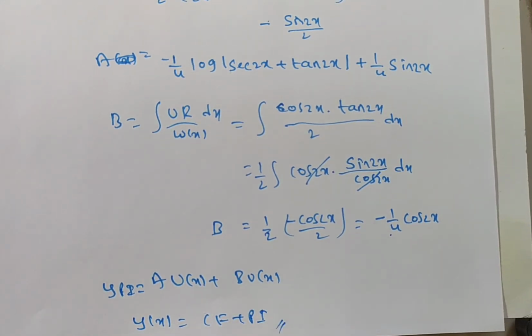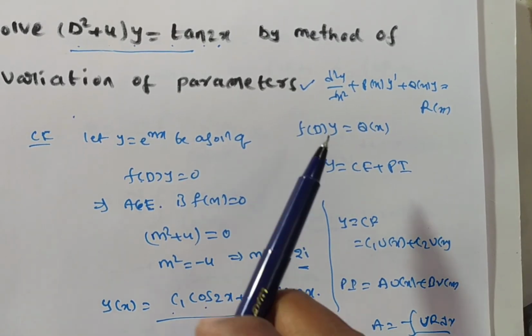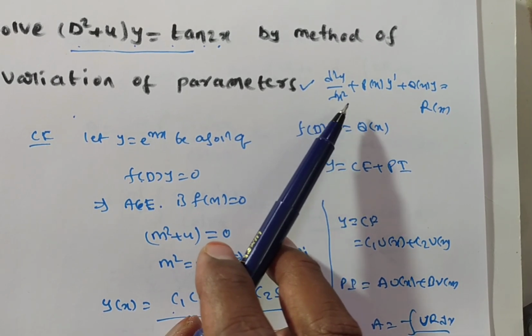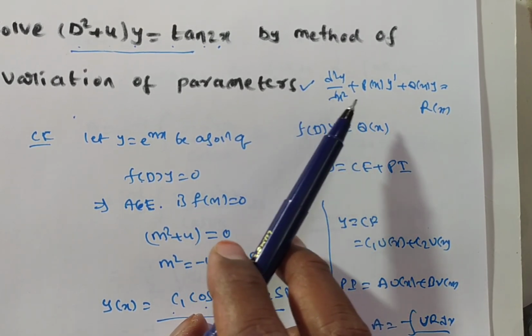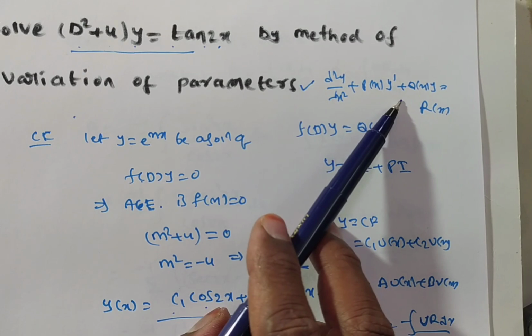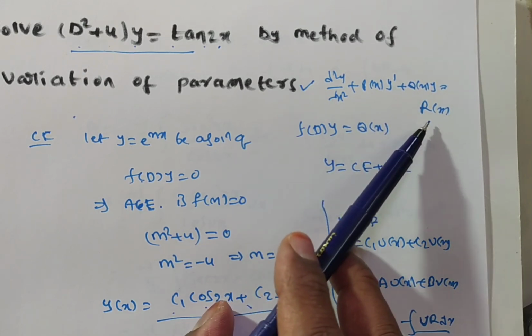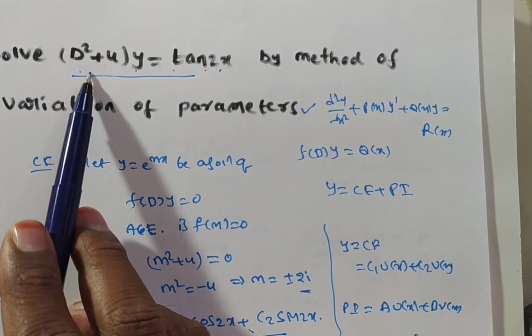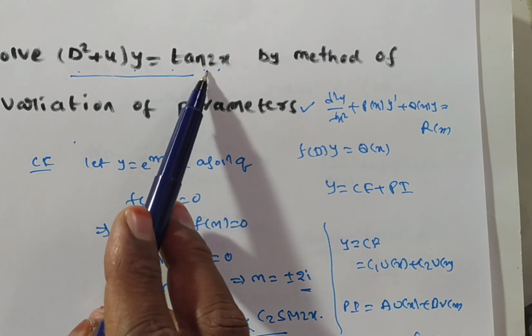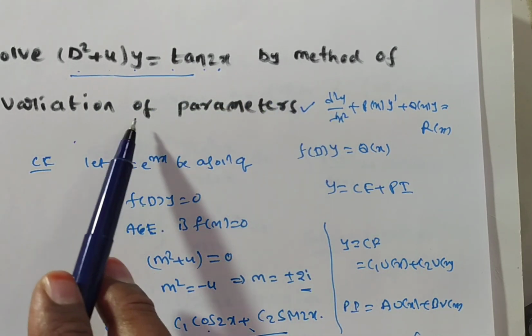Is it clear for everyone? I will repeat that formula again. One moment please. If the given differential equation is of order 2, that is in the form d square y by dx square plus p of x into dy by dx plus q of x into y is equal to r of x. Now you observe this is also in operator form, f of D into y is equal to tan 2x. Now we have to do the method of variation of parameters.